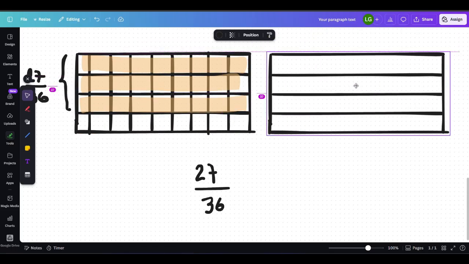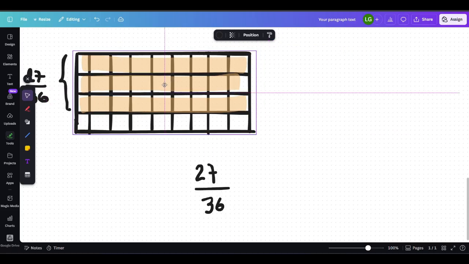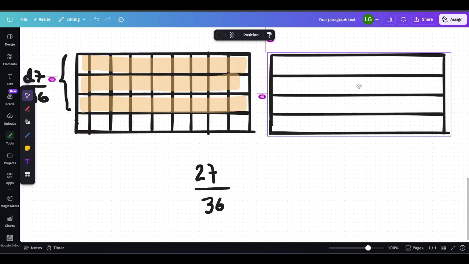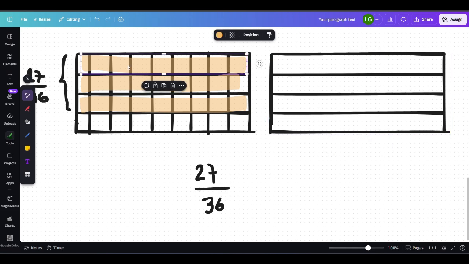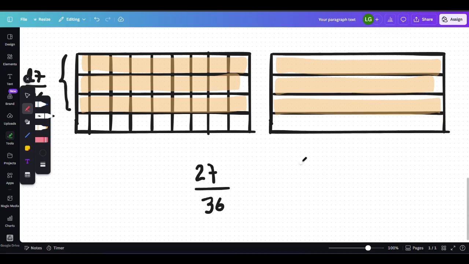if I overlap this here, I can see that those 27 little parts that we shaded out of the 36 parts are going to be the same if we just shade only 3 parts out of these 4 parts. And now I can see that I have another fraction, and this fraction equals 3/4.